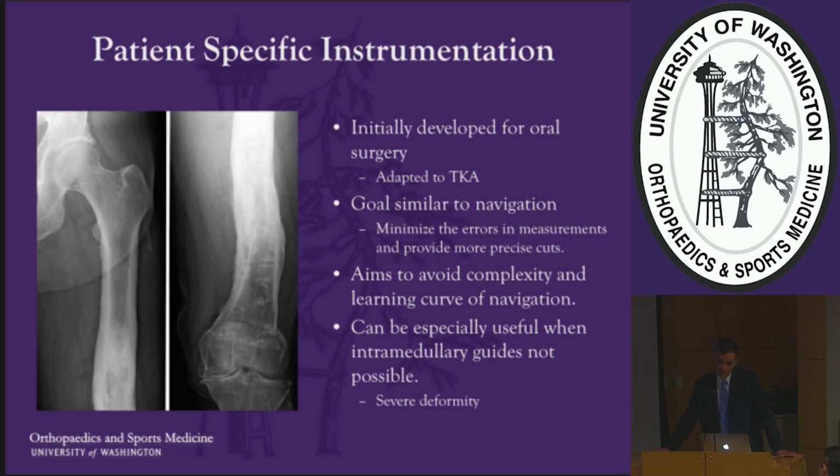And the goal is similar to navigation. Try to increase the precision of the measurements that you can make so that you can provide the most mechanically stable extremity. An advantage of this can also be that it can be a little less complex than the navigation, that there's less of a learning curve, as well as less of a margin of error in actually utilizing the technology during surgery. And similar to navigation that Dr. Sassoon discussed, this is also something that can be beneficial for deformities, such as in a post-traumatic situation where an intramedullary guide isn't possible. So how does this work?